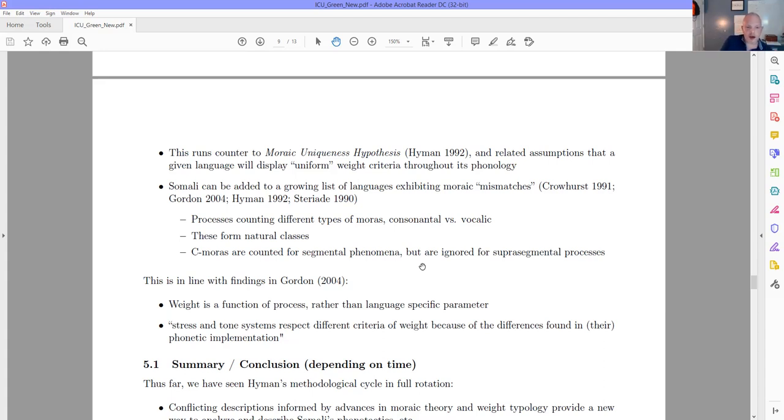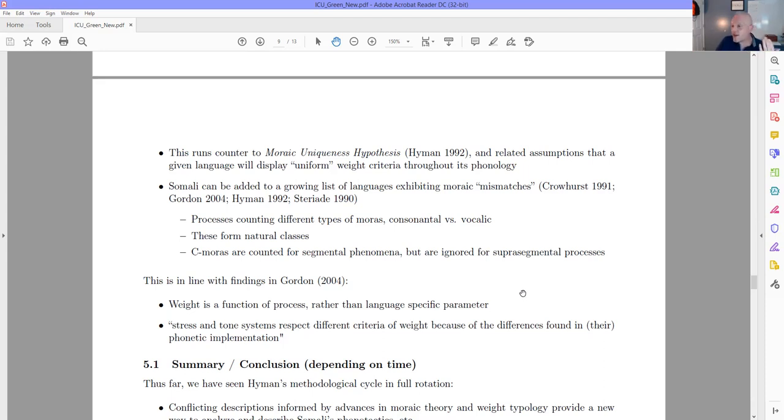In this way, Somali counts moras of different types, consonantal versus vocalic, for different processes, and these actually form natural classes. Consonantal moras are counted for segmental phenomena, but appear to be ignored in the case of suprasegmental processes, such as in the assignment of high tone.